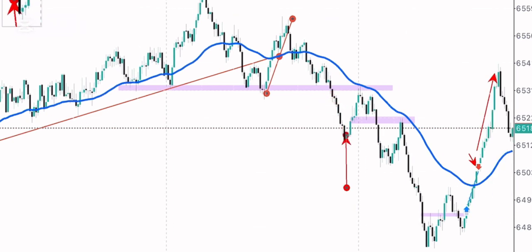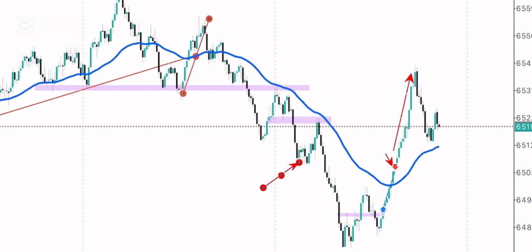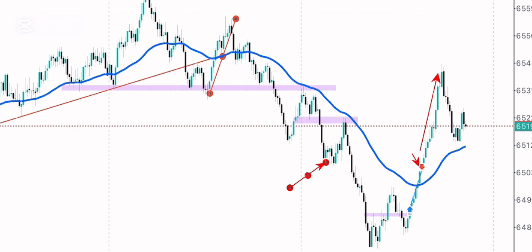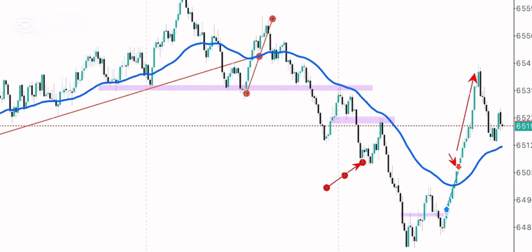And as you can see, at this point, price broke the trend line, then went back and retested it, and also dropped. You can see the massive drop. This is crazy, guys. So this strategy really works.